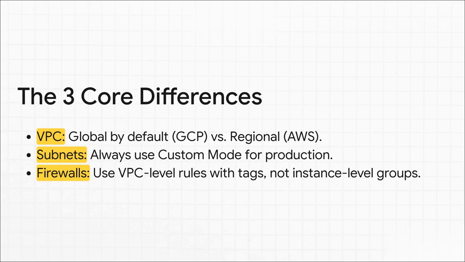Number 2, for subnets, always choose custom mode in production. You need that control. And number 3, security is not about attaching groups to instances anymore, it's about creating network-wide rules that target tags. You get those 3 things, and you are 90% of the way there.